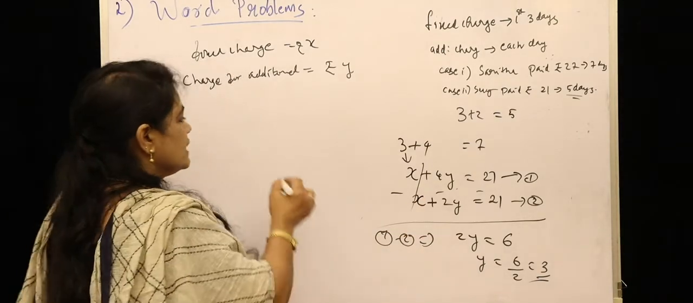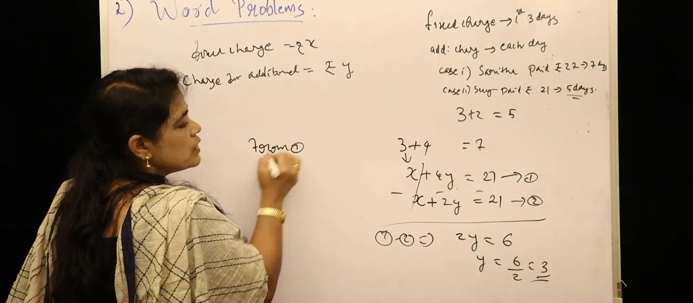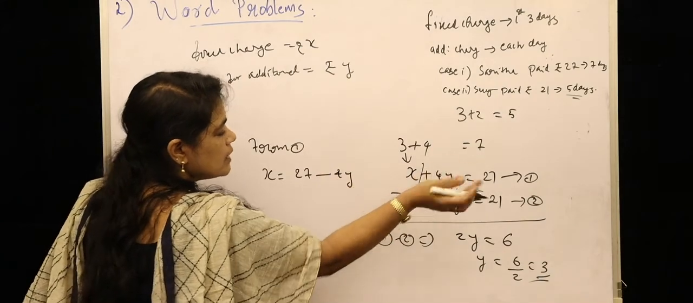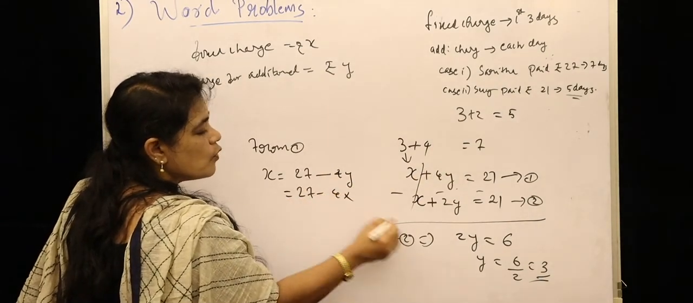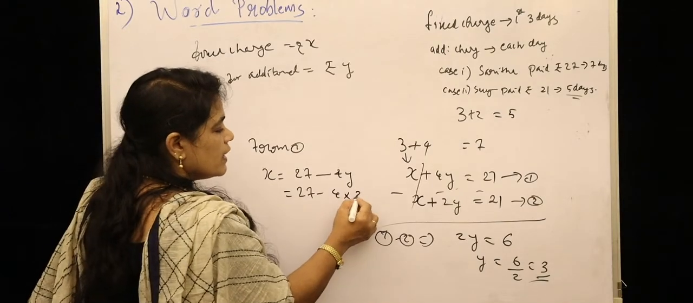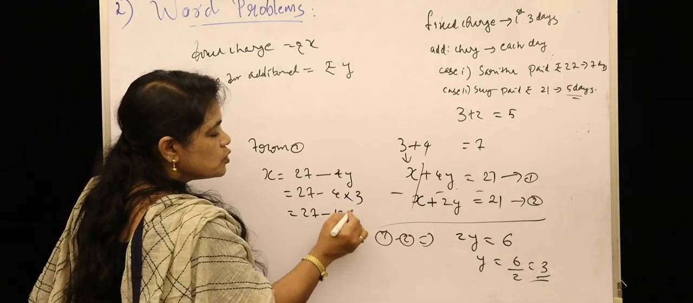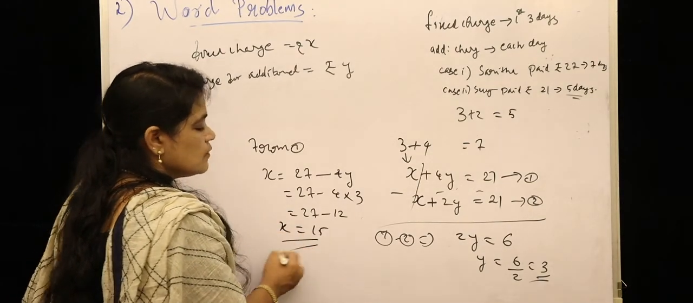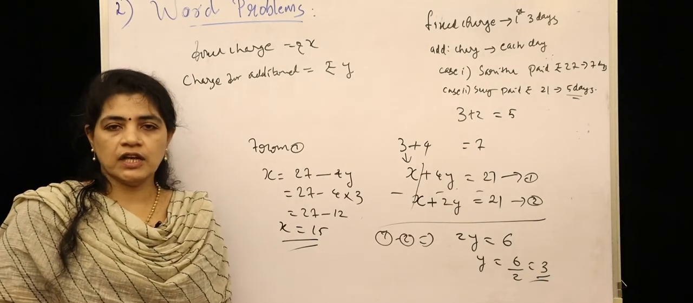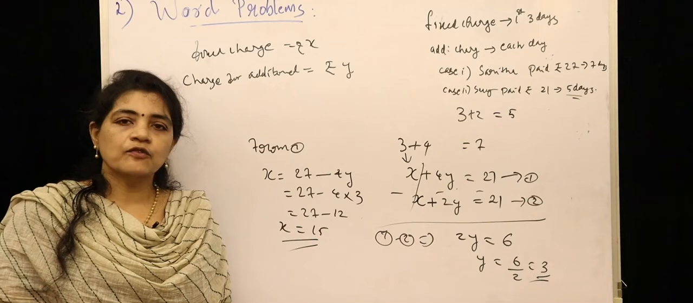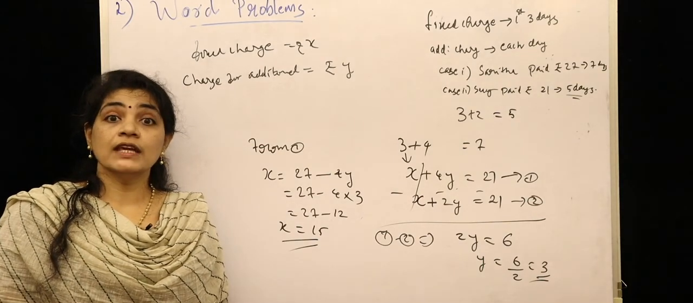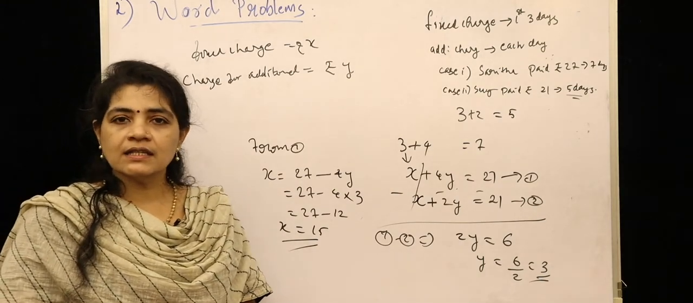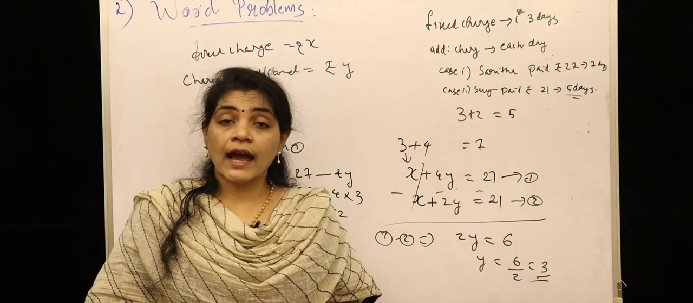So from equation 1, in order to get the fixed charge, x is equal to 27 minus 4y. 27 minus 4 into 3, that is 27 minus 12. 4 threes are 12, so that is 15. That is x, the fixed charge for 3 days. She has to pay 15 rupees, and for each additional day, the amount y is 3 rupees. So children, this is all about exercise 3.4 and the word problems.